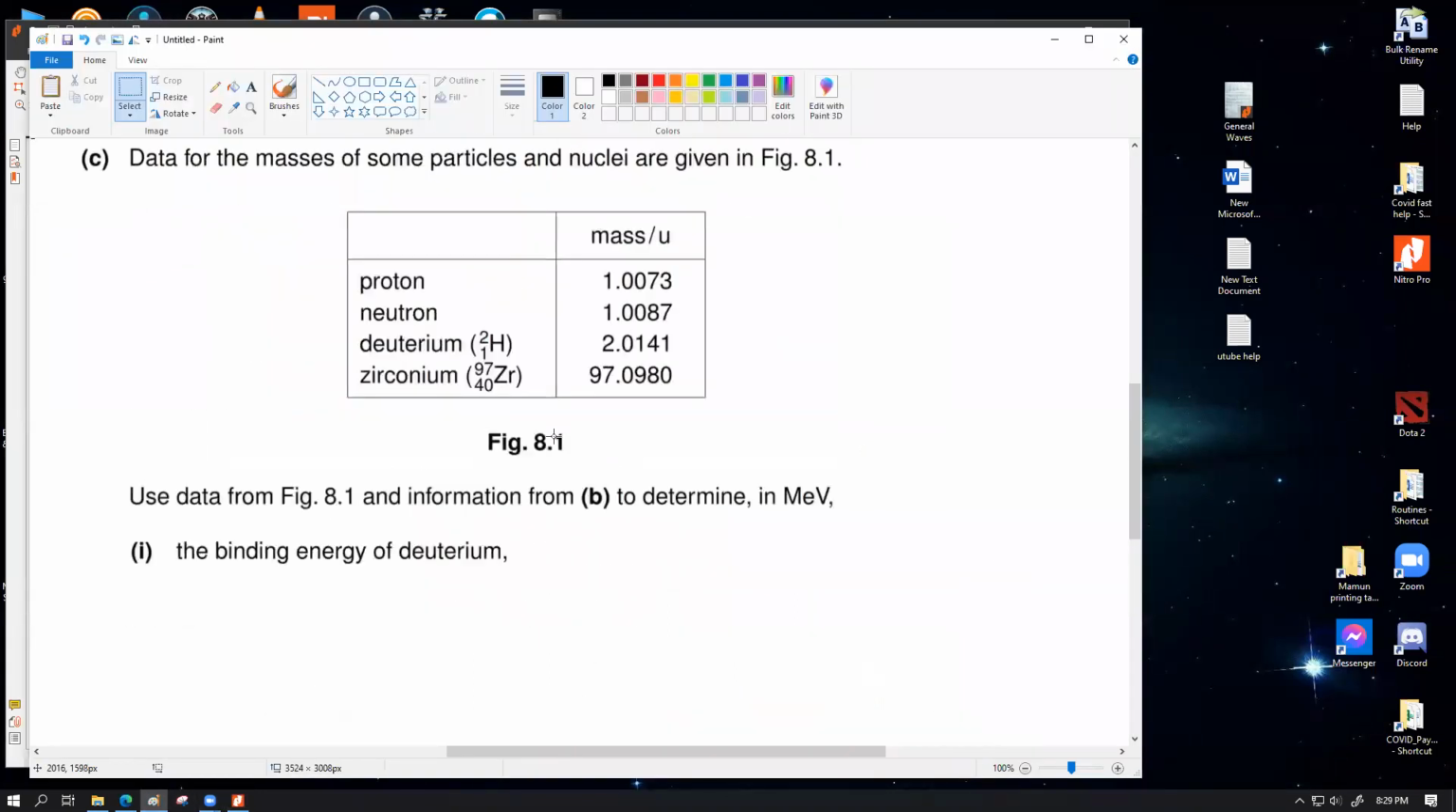Pretty simple. Get the point that deuterium is a particle made up of 1 proton and 1 neutron. So if we find out the mass deficit in terms of U, the mass deficit for the deuterium nucleus would be 1.0073 plus 1.0087. This is the total supposed-to-be mass, minus the actual mass 2.0141. That gives you the mass deficit. See what this comes to. So 1.9 times 10 to the power minus 3.